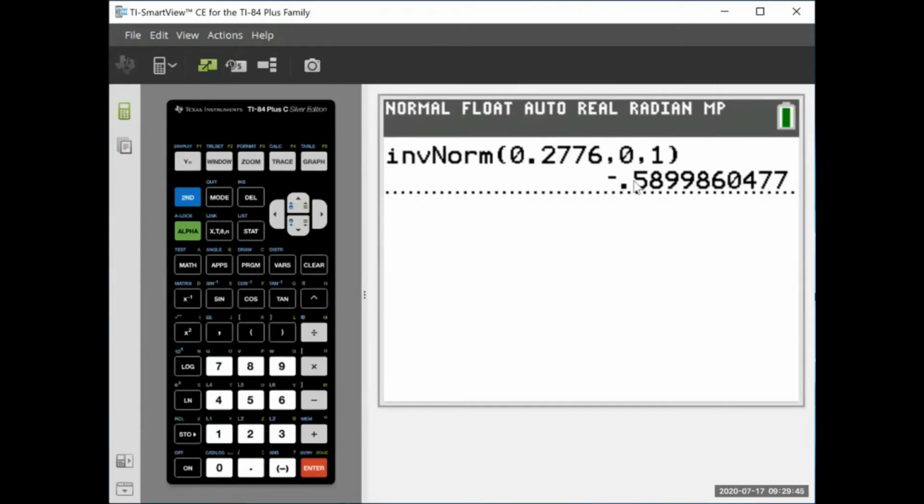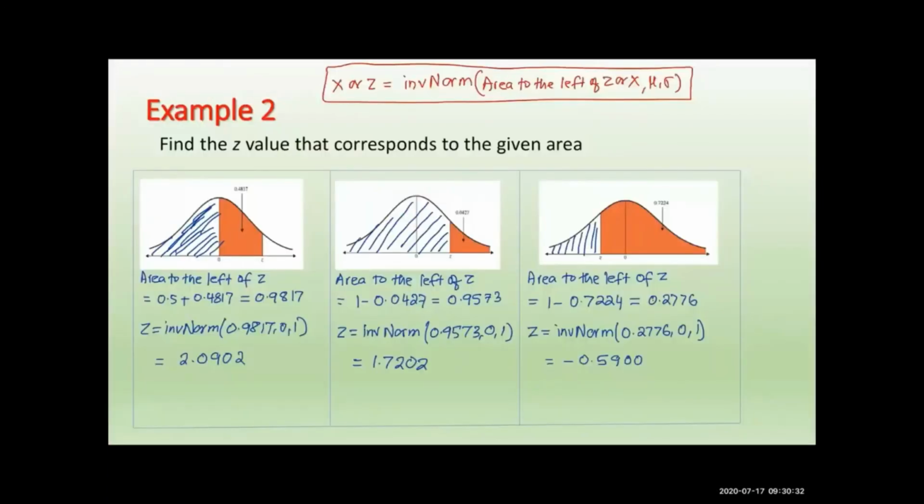So it is negative 0.59. If you try to round it to 4 decimal places, it will end up with negative 0.5900. That is the result, or that is the z-score in the third part. Okay.